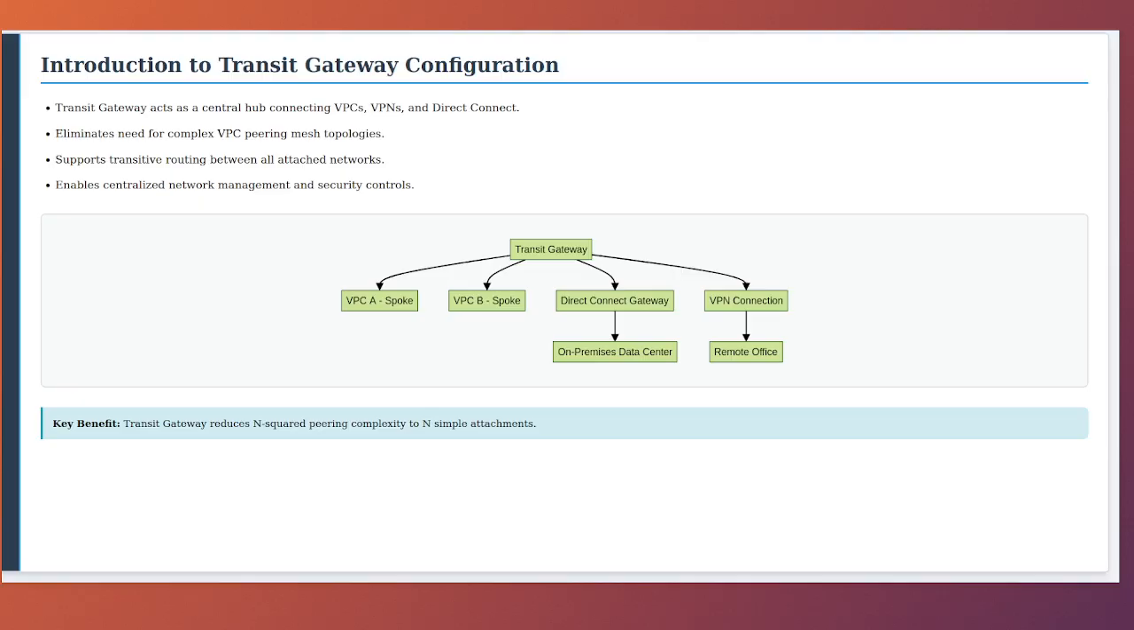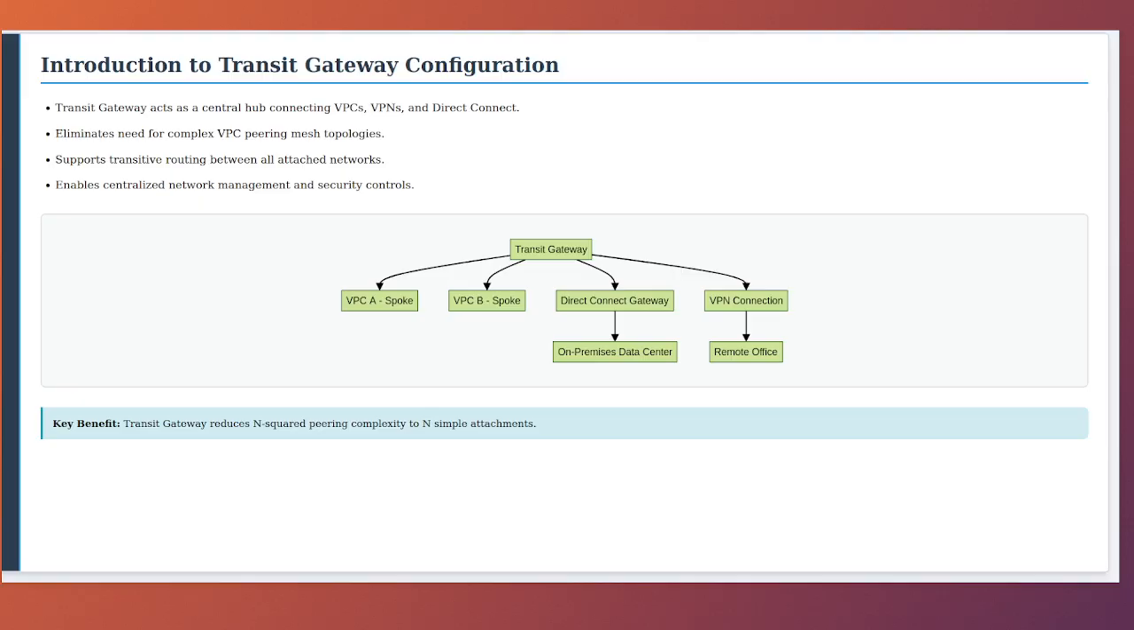between all connected networks. Looking at the diagram on this slide, you can see the Transit Gateway positioned at the center of the architecture. From the Transit Gateway, there are 4 arrows pointing outward to different types of connections. The first arrow points to VPC A, representing a spoke VPC attachment. The second arrow points to VPC B, another spoke VPC. The third arrow extends to the Direct Connect Gateway, which provides dedicated connectivity to on-premises data centers. The fourth arrow connects to the VPN connection, which provides encrypted connectivity over the public internet.